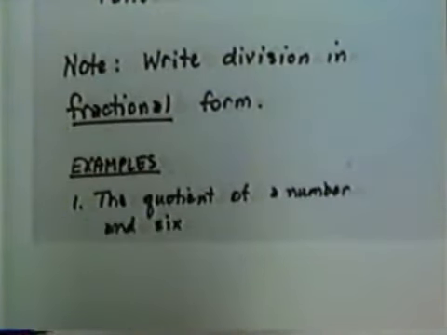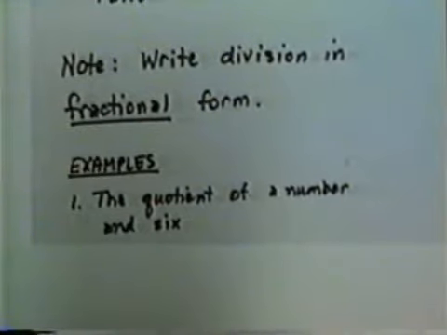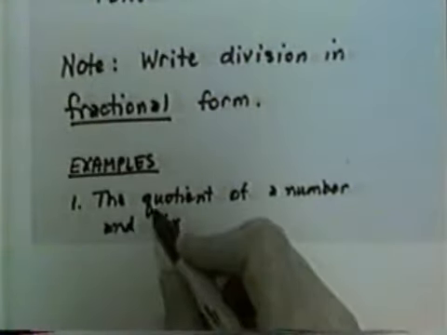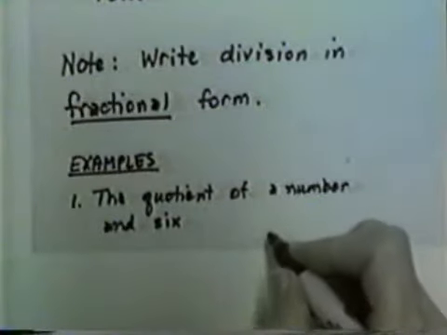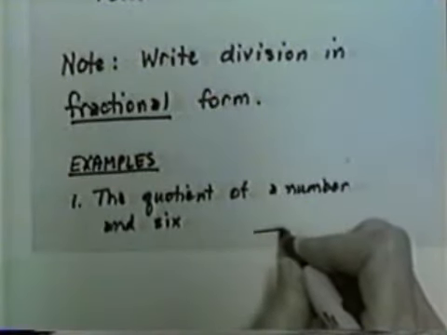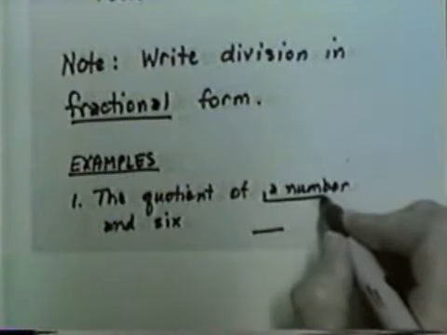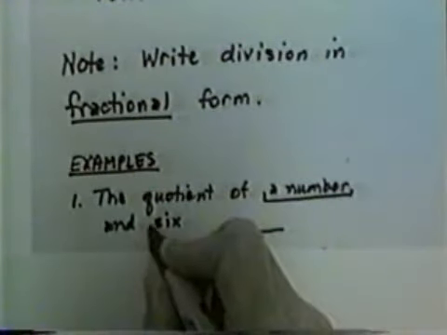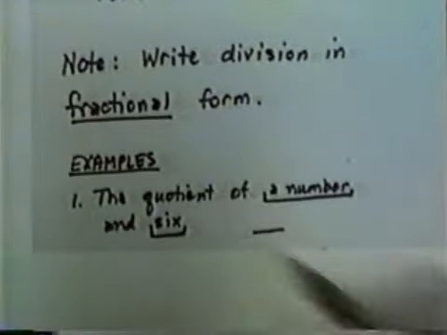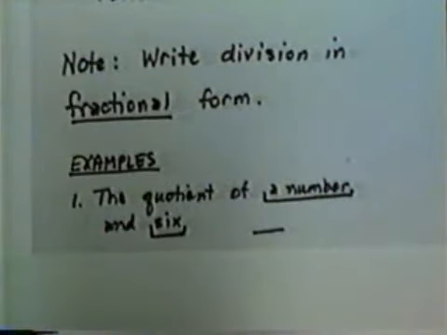Examples: the quotient of a number and 6. Quotient tells us to divide, and so we can write our fraction bar. The two things we're dividing are a number and 6, separated by the word and. Which goes on the top and which goes on the bottom?